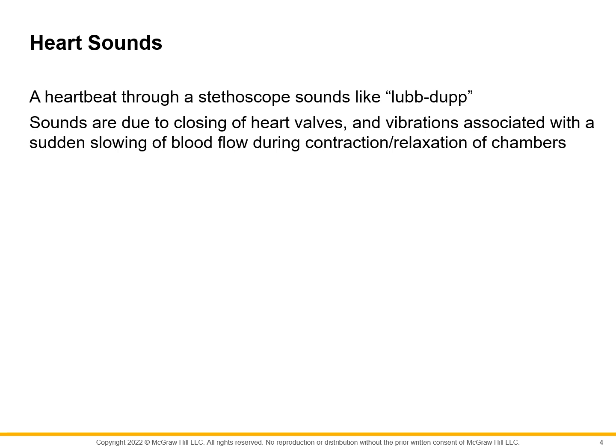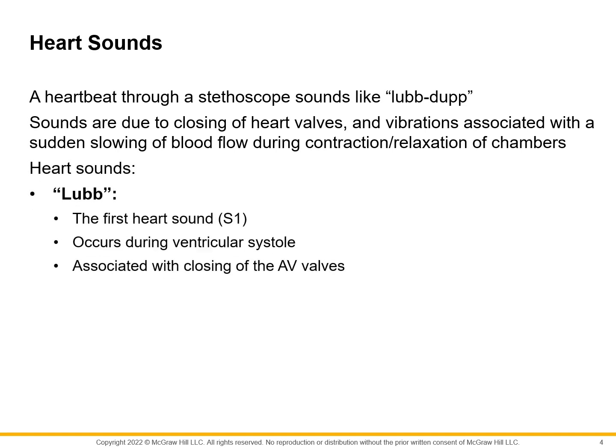So we have two types of heart valves. We have the atrioventricular heart valves, which are tricuspid, bicuspid, or mitral, and we have as well the semilunar valves, which are aortic and pulmonary. Okay, so LUB occurs during AV valve closure, and DUB occurs during semilunar valve closures. So let us see what is LUB.